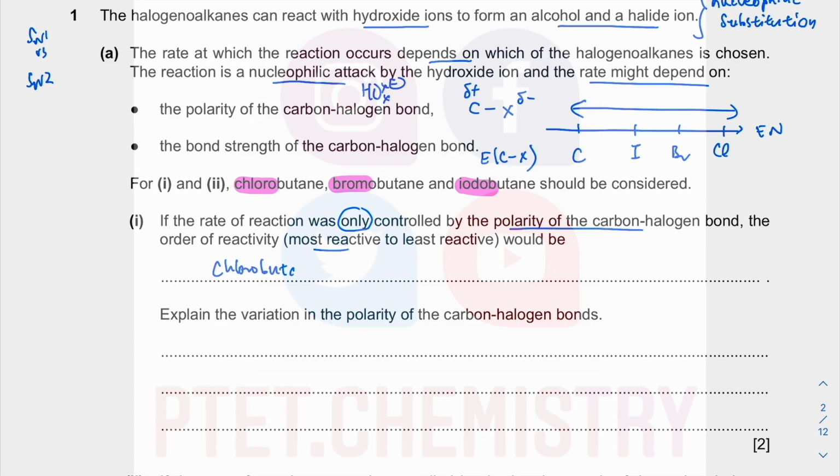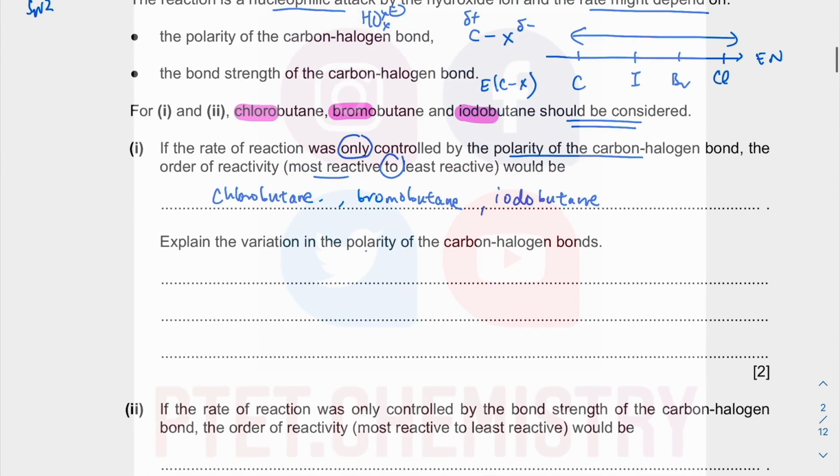chlorobutane. They say most reactive to least reactive, so I have to write down all the order because they say consider all these three only. All right, so chlorobutane, bromobutane and iodobutane. Did I say ethane? Okay, it is butane, all right. In terms of the polarity, down group 17, the electronegativity of the halogen decreases, so they become less and less electronegative.